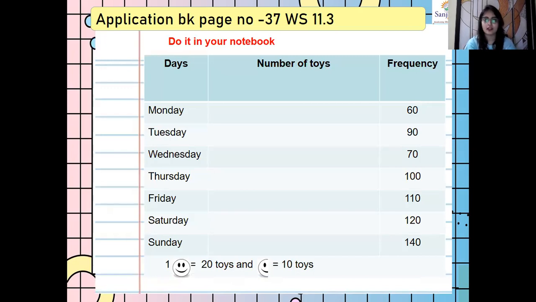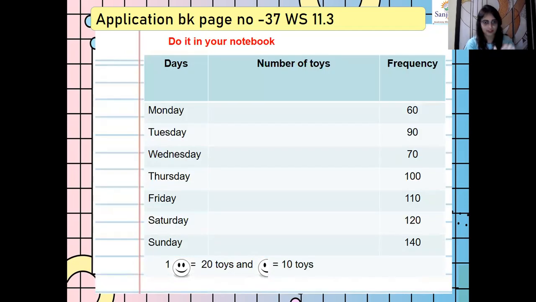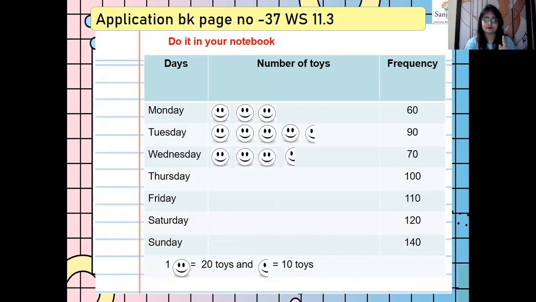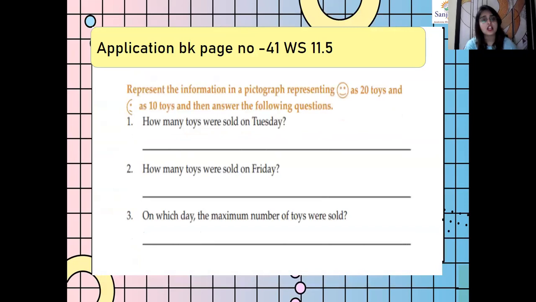First, we will be drawing the bar graph. How do we draw the bar graph? First, this question also, children, there is no space to draw the pictorial form. Okay, so first you will draw the pictorial form, not the bar graph. You will draw the pictorial form, and then after drawing the pictorial form in your notebook, we will be answering these questions. So the question says, represent the information in a pictograph.